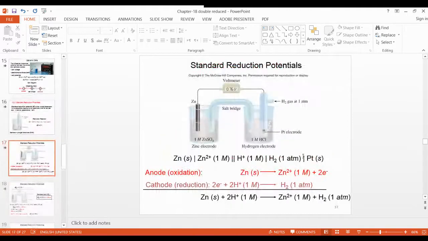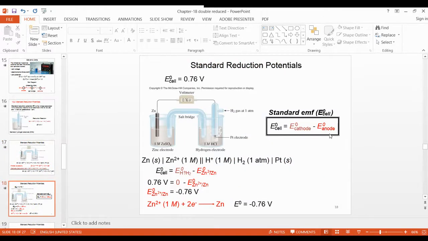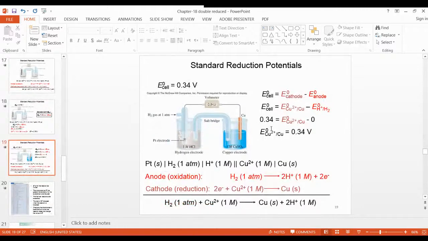If you have copper, the example is here. This is zinc and hydrogen, and this is copper and hydrogen, same thing. I will go back again. Now this is copper. The copper reduction potential is greater than 0. So greater than 0 means reduction. So it means copper should be on the cathode and hydrogen should be on the anode.